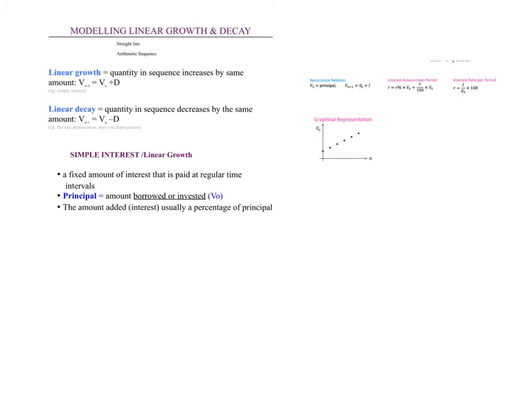more closely at linear growth or decay. When we say linear, that's just another way of saying arithmetic as well. So linear or arithmetic sequences. We're going to look at that. As we know, it's a straight line.